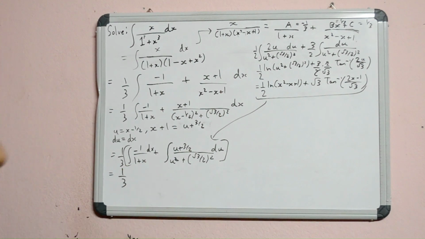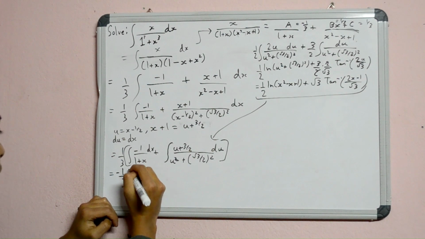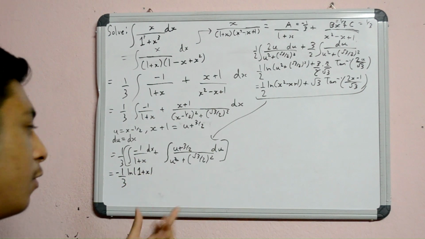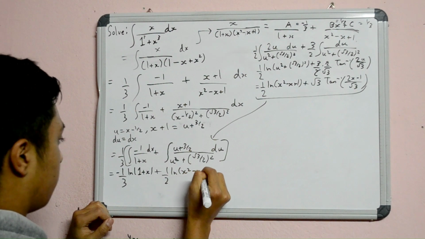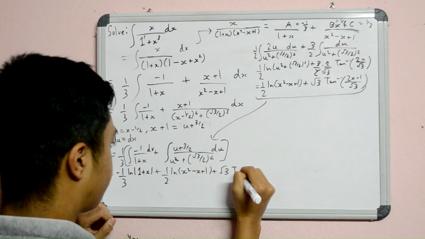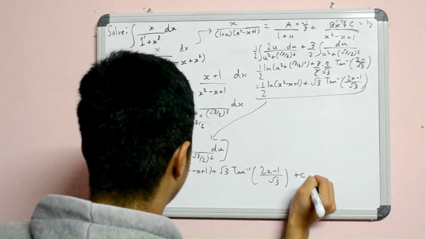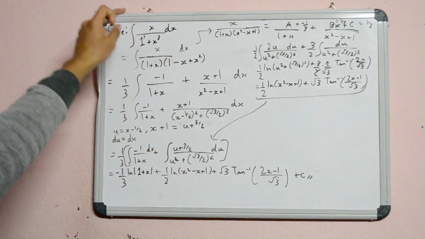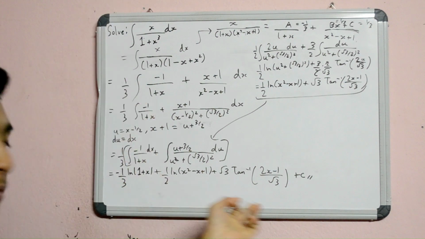So this is 1 by 3, and at the same time we can just open the bracket as well. So this is 1 by 3 into the minus log natural of 1 plus x. I'm going to use modulus because we don't know if x is positive or not. Plus 1 by 2 log natural of x square minus x plus 1 plus root 3 tangent inverse 2x minus 1 by root 3 plus c. And that is our final answer. So the integral of x by 1 plus x cube is this.